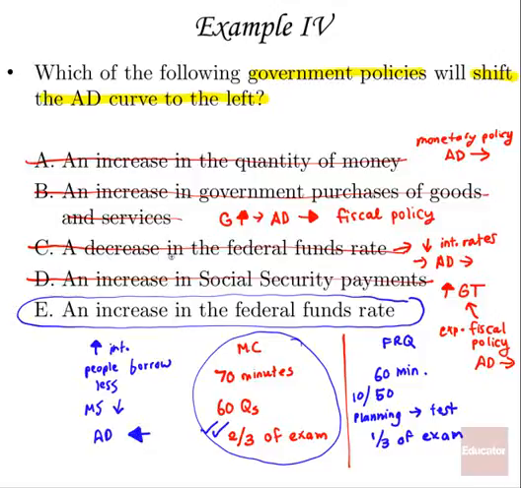Now, if you correctly understood that a decrease in the federal funds rate was going to shift the aggregate demand curve to the right, then you could reason that the opposite is going to shift the aggregate demand curve to the left. So at the minimum, let's say you didn't know if it was between C or E. Well, then at least you have a 50-50 shot at getting it right. But again, that requires some knowledge on what monetary policy is.